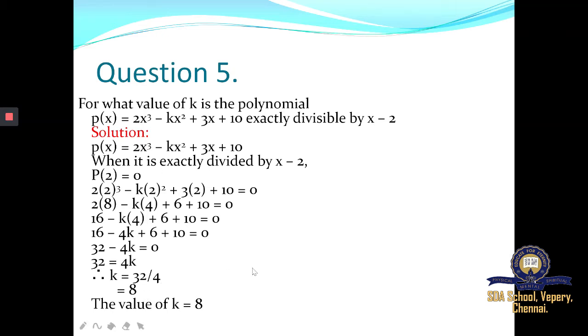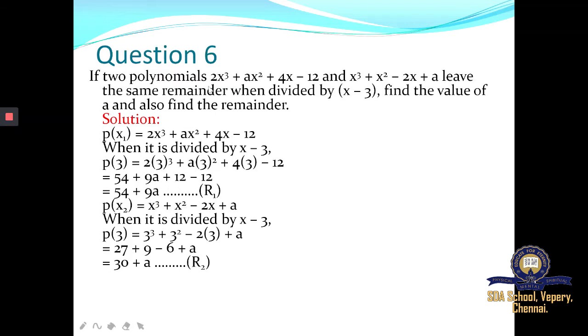Question number 6. If two polynomials 2x cubed plus ax square plus 4x minus 12 and x cubed plus x square minus 2x plus a leave the same remainder when divided by x minus 3, find the value of a and also find the remainder. So now if you see, we have been given two polynomials, right? This is the first polynomial and this is the second polynomial. First of all, let me write this as p of x1 just to distinguish. Then I have written it down.